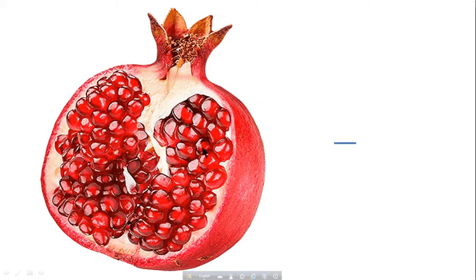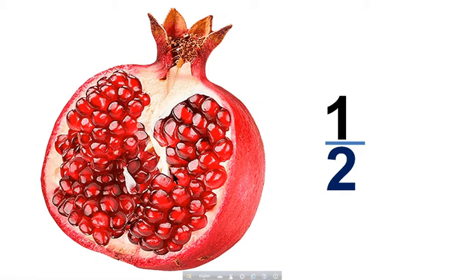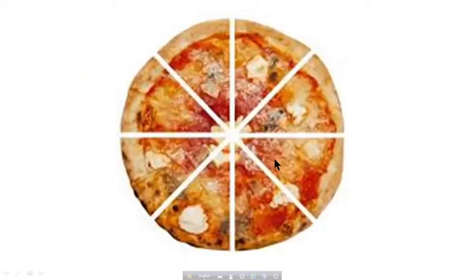Here it's a pomegranate and it has been divided into 2 parts, and this part is 1 part out of 2 parts. So we can get a fraction 1 out of 2, that means 1 by 2, or it's a half part.